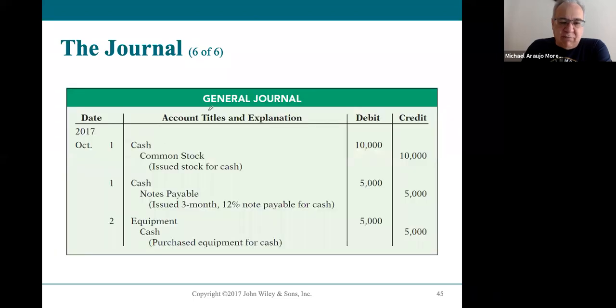And this is what a journal would look like from those 3 examples that we just looked at. But these things are enormously long. They would be listed this way. The explanations here are not listed in real life, but they're listed here to explain to you, again, for you to remember what happened in the transaction.